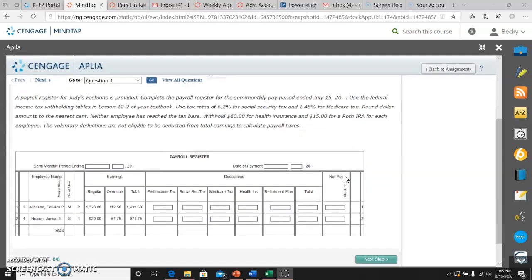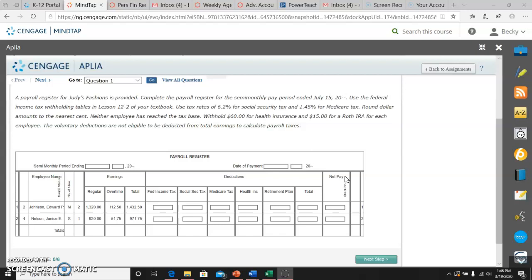So let's read the directions. A payroll register for Judy's Fashions is provided. Complete the payroll register for the semi-monthly pay period ended July 15, 2020. Use the federal income tax withholding tables in Lesson 12-2 of your textbook. Again, those are on pages 353 and 354. Use the tax rates of 6.2% for Social Security tax and 1.45% for Medicare tax. Round dollar amounts to the nearest cent, which is 2 decimal places.